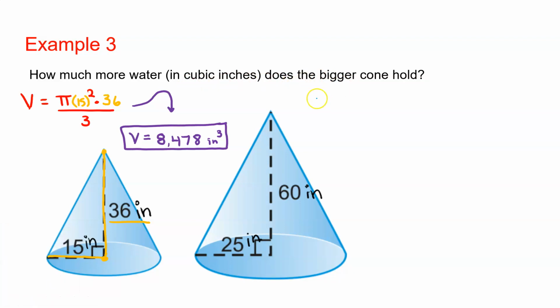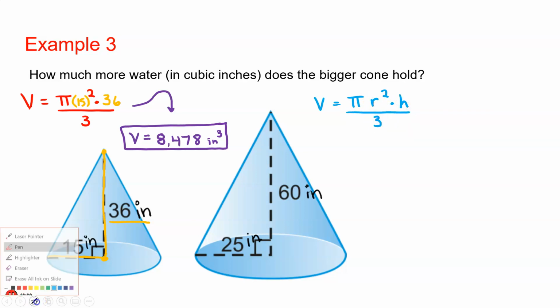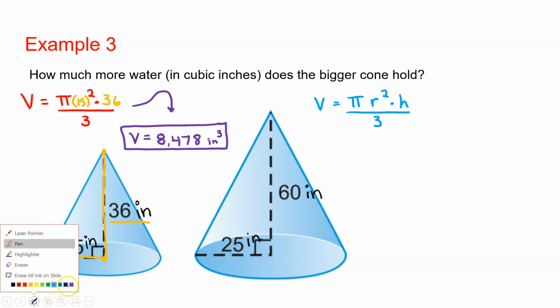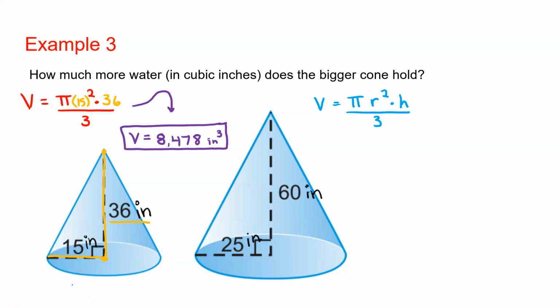So let's do the same thing here. We're going to put volume is equal to, the formula says pi r squared. Let me write that one more time with a little bit more space. Pi r squared times height, all of that divided by 3. Well, let's fill in what we know. Let me find a color that actually pops out. I'm going to go ahead and use purple. Hopefully it pops out.